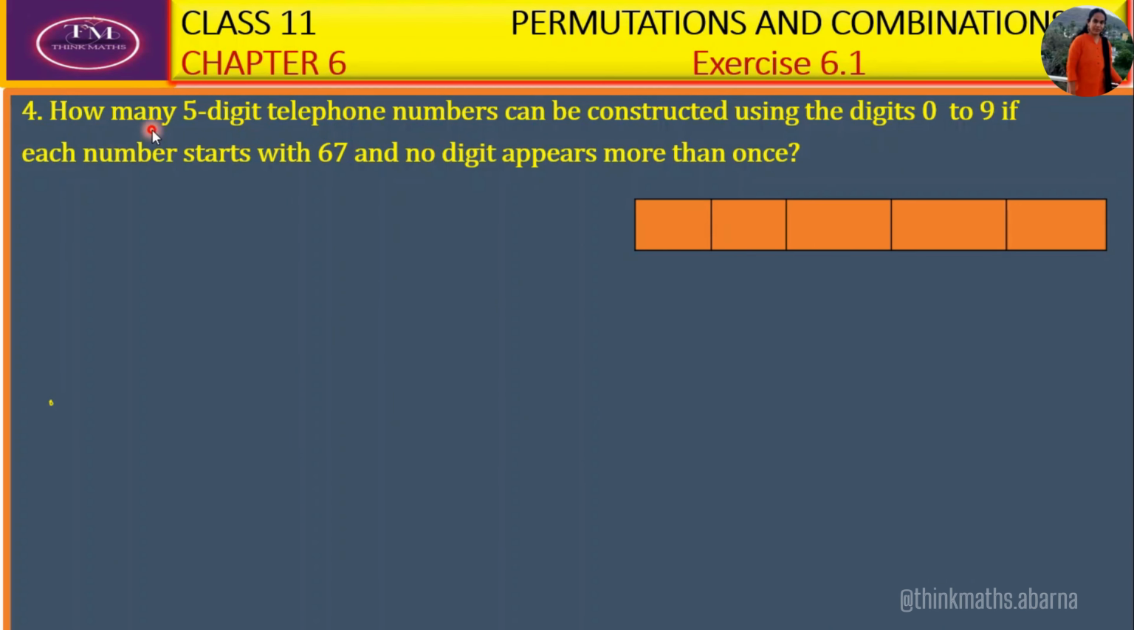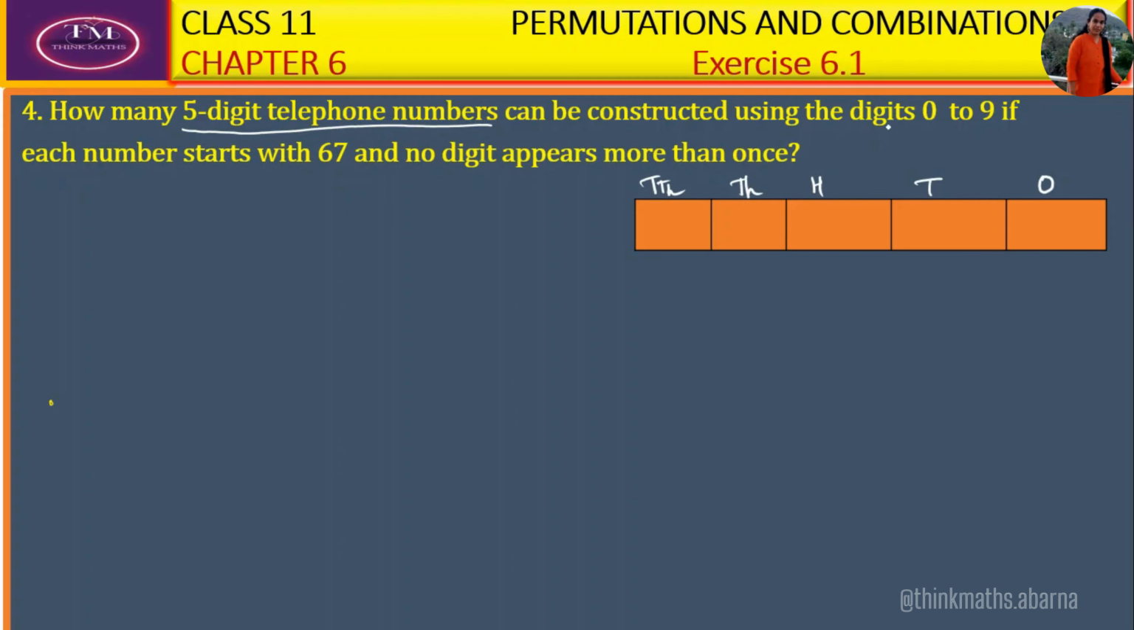Fourth one. How many 5-digit telephone numbers can be constructed using the digits 0 to 9 if each number starts with 67 and no digit appears more than once? Okay. So here what are the conditions? It's a 5-digit telephone number. Okay. So you have 5 digits: ones, tens, hundreds, thousands and ten-thousands. Okay. These are the 5 digits.